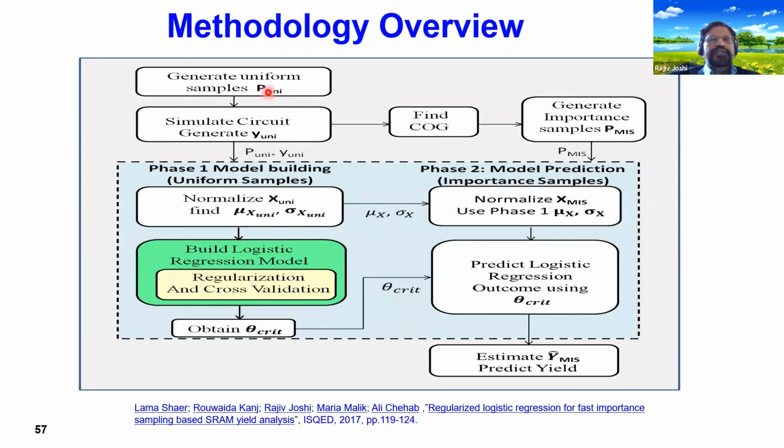And this is nothing but a flow chart. I have described this in words: you generate uniform sampling, simulate the circuit, and using the uniform sampling, you generate the failure regions with mu and sigma, then build the logistic regression model using regularization and cross-validation, and obtain the theta, those coefficients that I showed you earlier. Then use that closed-loop kind of model, shift your model distribution using mu x and sigma x, and predict the outcome, that is, predict the yield. So once again, much, much faster and reasonably accurate.